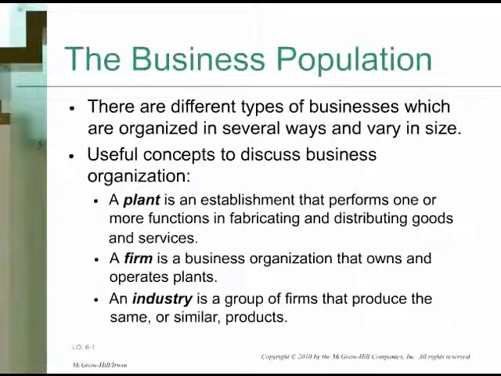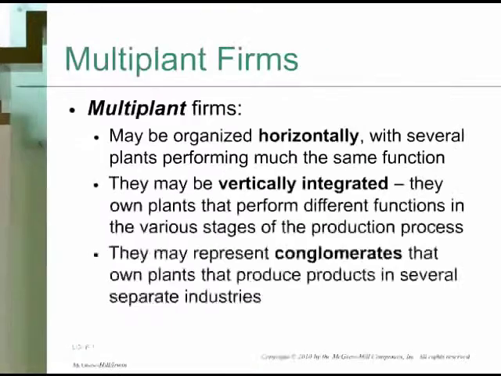A plant is an establishment that performs one or more functions in fabricating and distributing goods and services. A firm is a business organization that owns and operates plants. An industry is a group of firms that produce the same or similar products.